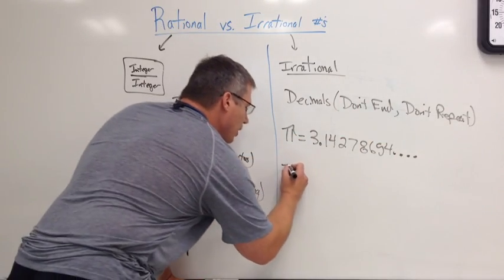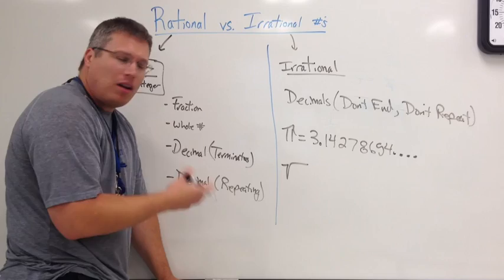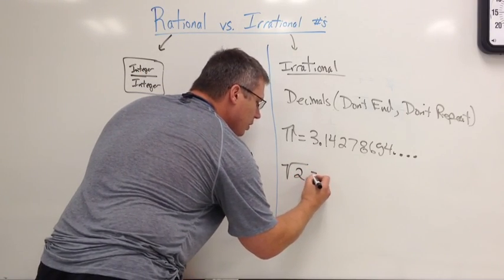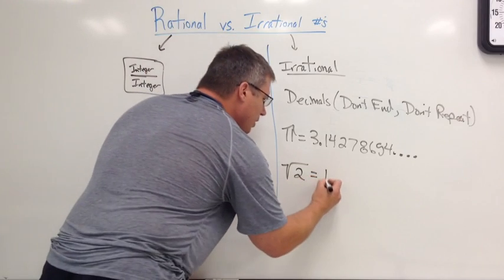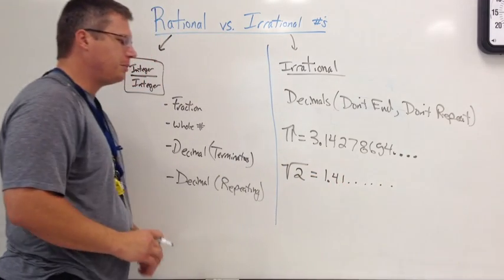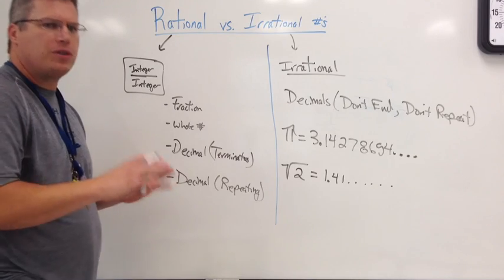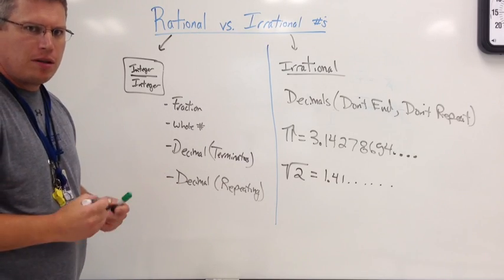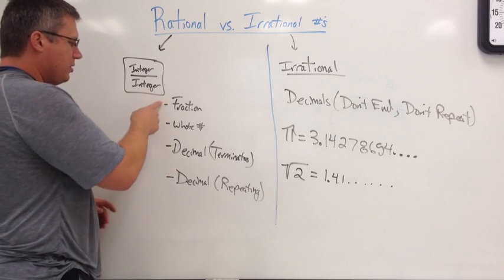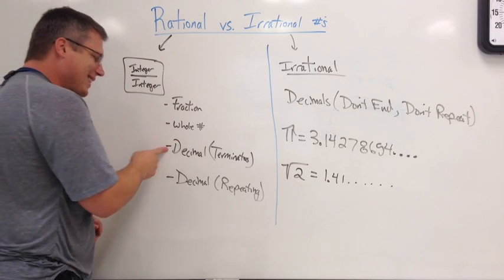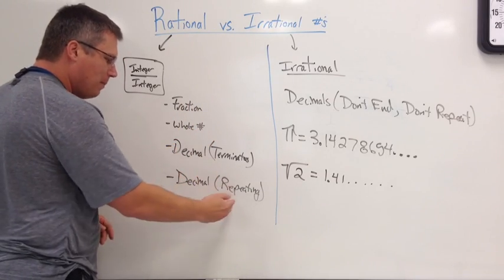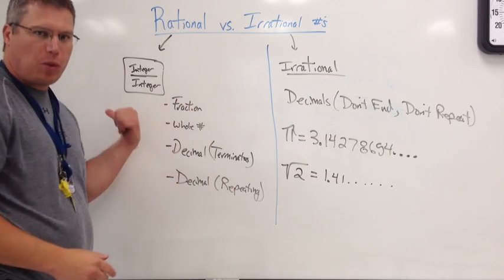The square root of most numbers also counts as irrational. Try on your calculator the square root of 2. The square root of 2 is 1.41 something something something. Those are irrational numbers. So simply ask yourself, of my 4 types, is it a fraction? Is it a whole number? Is it a decimal that terminates, which means it ends? Is it a decimal that repeats? If it's any of those 4, it's a rational number.